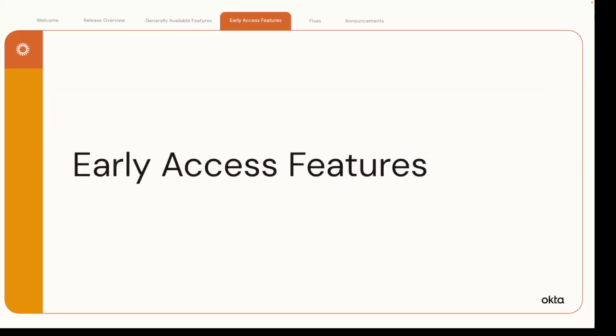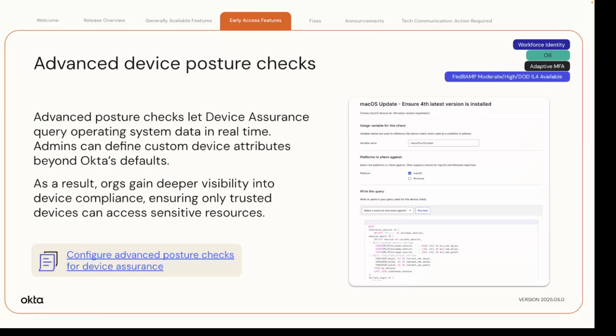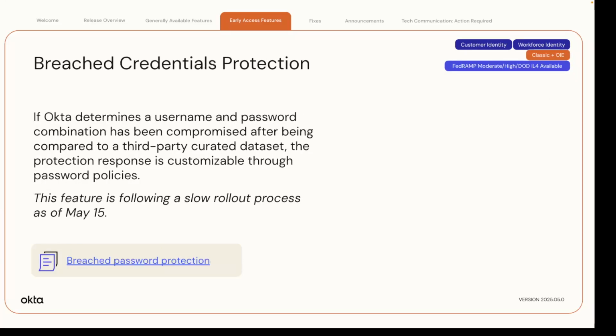For a look ahead at what we can look forward to in upcoming versions, let's look at some early access features. Advanced posture checks brings extensibility to device assurance policies by empowering you to collect and assess device context on any Windows or Mac OS device attribute or security setting, so you can further strengthen zero trust security during authentication. This feature also includes custom remediation messaging, allowing end users to self-remediate by sharing insight on why access was denied and some guidance on next steps.